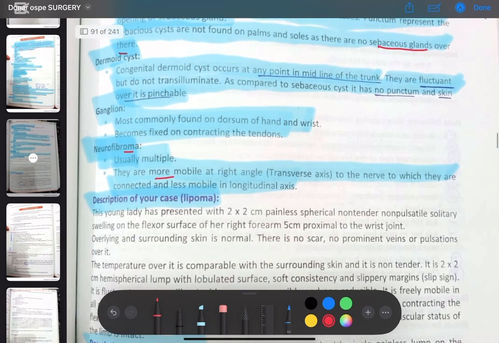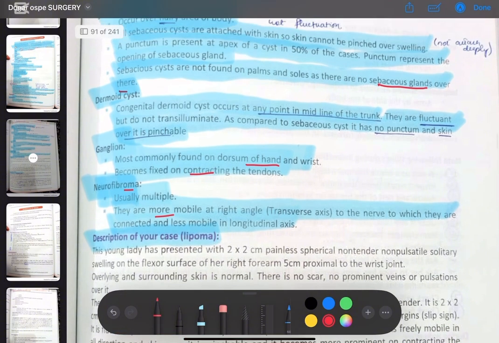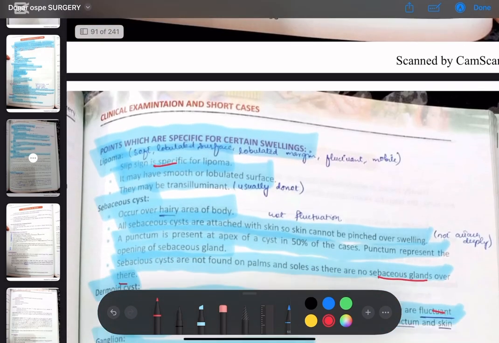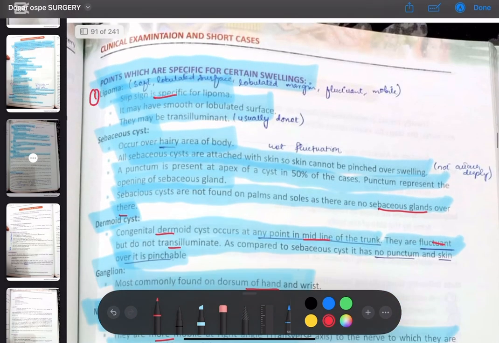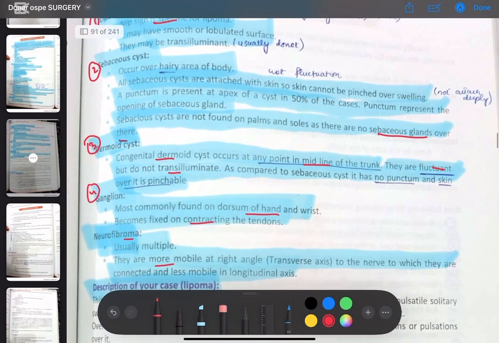Ganglion are most commonly found on the dorsum of the hand and wrist and become fixed on contracting the tendons. Dermoid cysts are congenital and occur at any point of the midline of the trunk and they are fluctuant but do not transilluminate. So these are the diagnostic points about the specific lumps or swellings. These are some types: lipoma, sebaceous cyst, dermoid cyst, ganglion, neurofibroma.